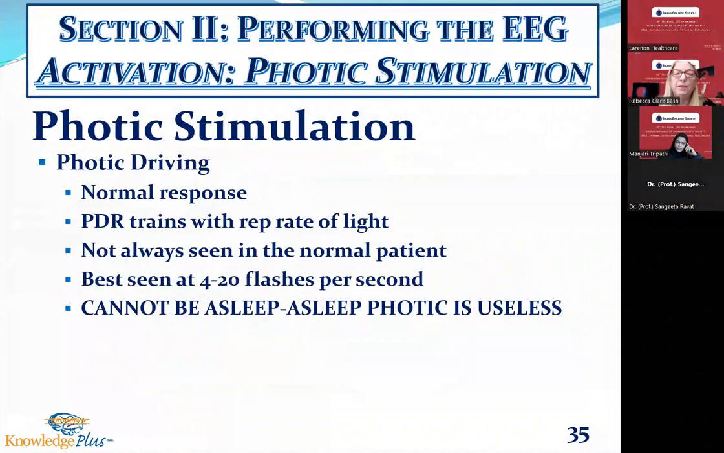Motor driving is normal. Just like eye opening and eye closure, if it isn't there, it doesn't mean anything. If it is there, it has value. Just telling you that it's bilaterally symmetrical. The PDR, the posterior dominant rhythm, trains with the rep rate of the light. So that means if I'm at 5, I'll have the PDR responding at 5. And that is best seen between 40 and 20 flashes per second.